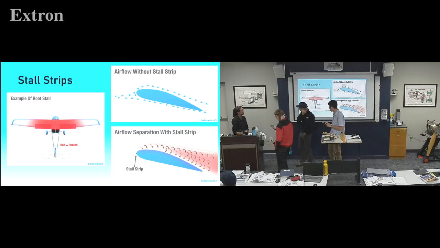Too, like Bernoulli's, it doesn't quite make sense. Yeah, okay. I was just curious. With the symmetrical wing, it doesn't make sense. Yeah, especially with the symmetrical.